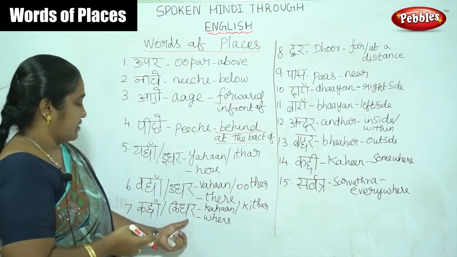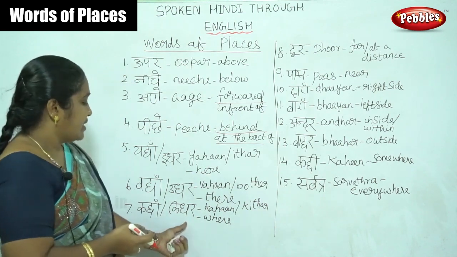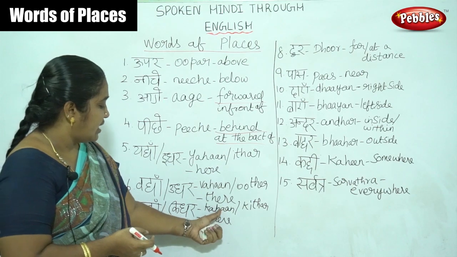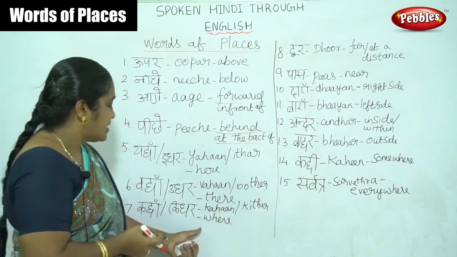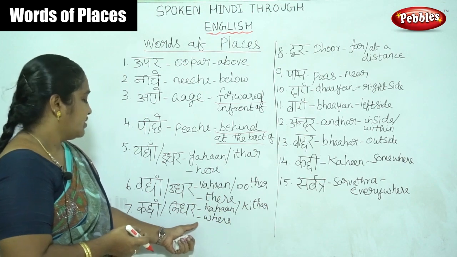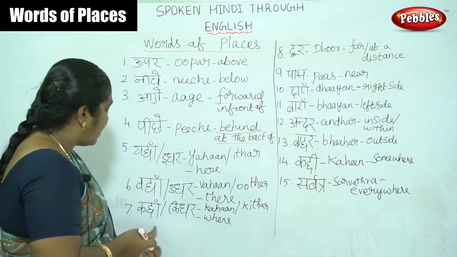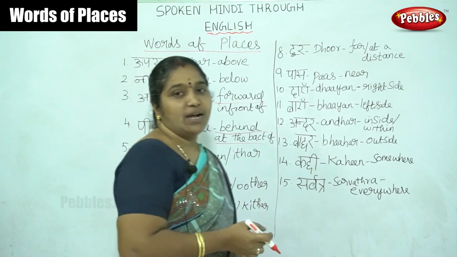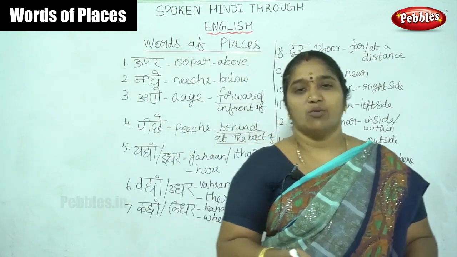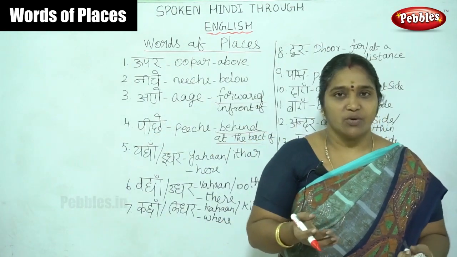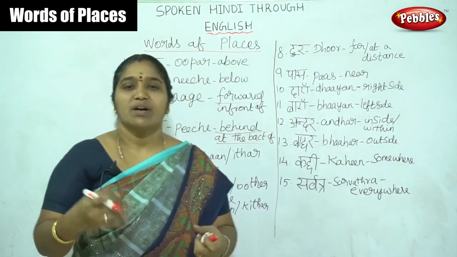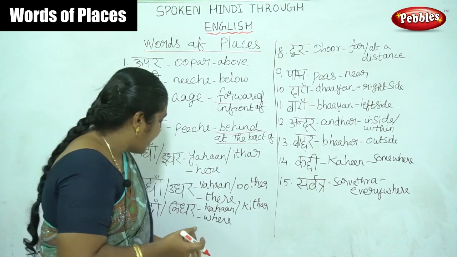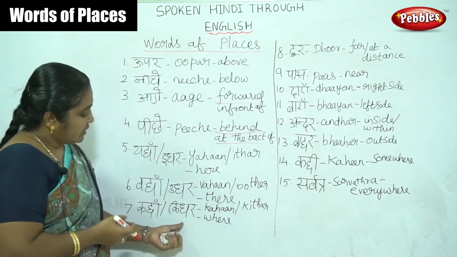Then the seventh one, कहाँ, किधर. The pronunciation is कहाँ and another one is किधर. The meaning is where. तुम कहाँ जाते हो means where are you going?